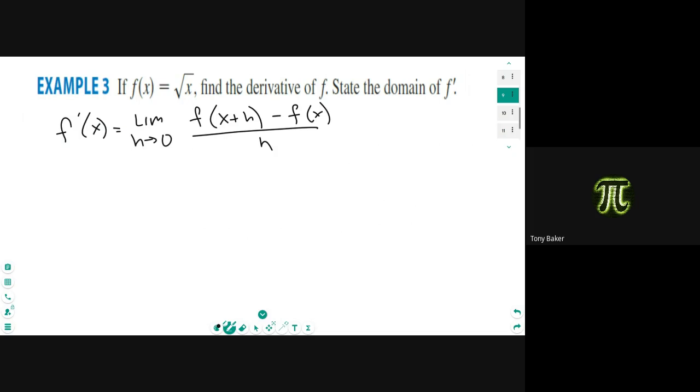A couple of things I saw when I was going around. The first thing is, sometimes the way you're writing things can screw you up. So f of x plus h is the square root of x plus h. The square root goes all the way over the h. The reason that's extremely important in this case is because otherwise you're going to see square root of x minus the square root of x and cancel them out when you can't, because they're not actually the same. Okay. So just keep that in mind.